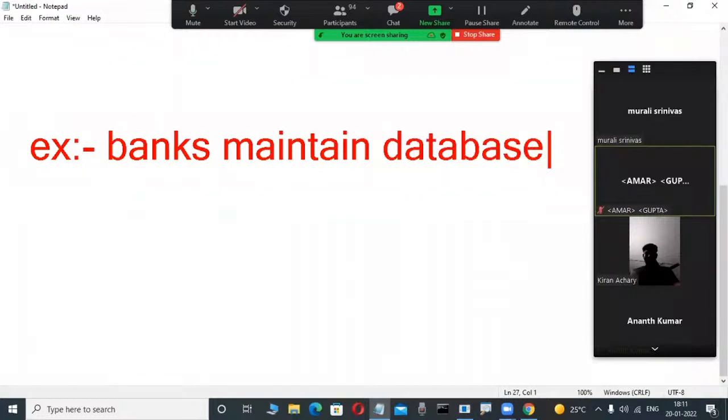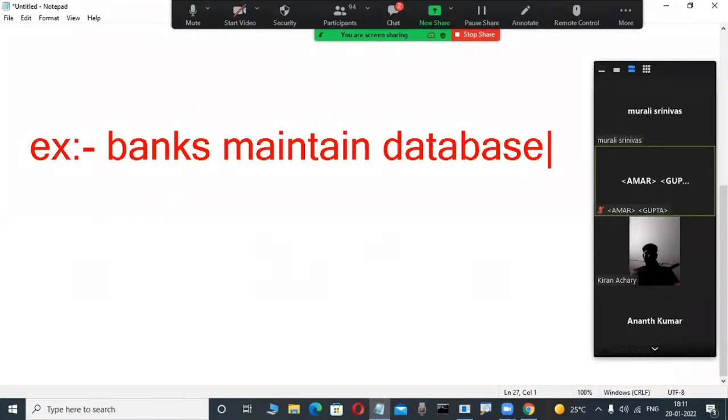Suppose account holders deposit some amount. You are also depositing some amount. Your details, your name, address, phone number, your balance, your account number, these details are important to store permanently. That's why, when account holders or customers deposit some amount, they want to store those details permanently.